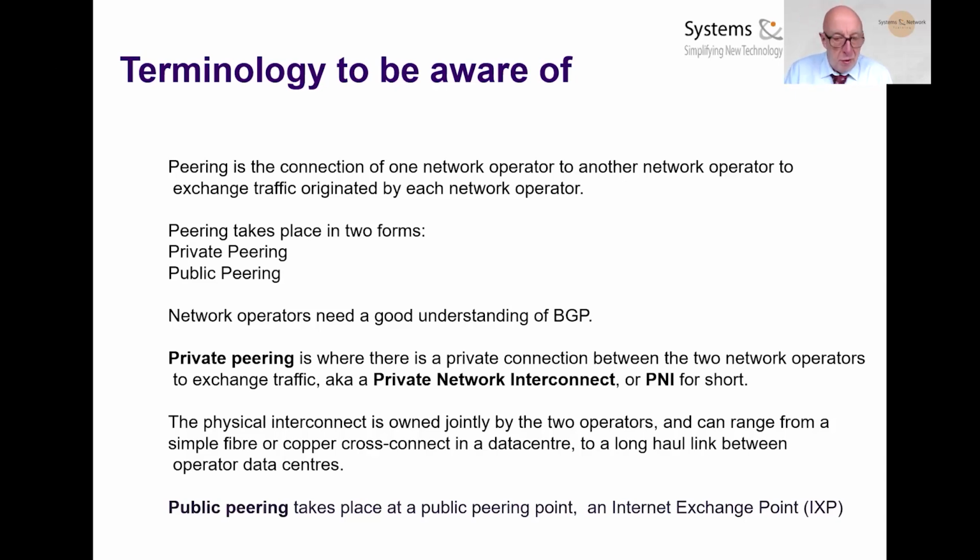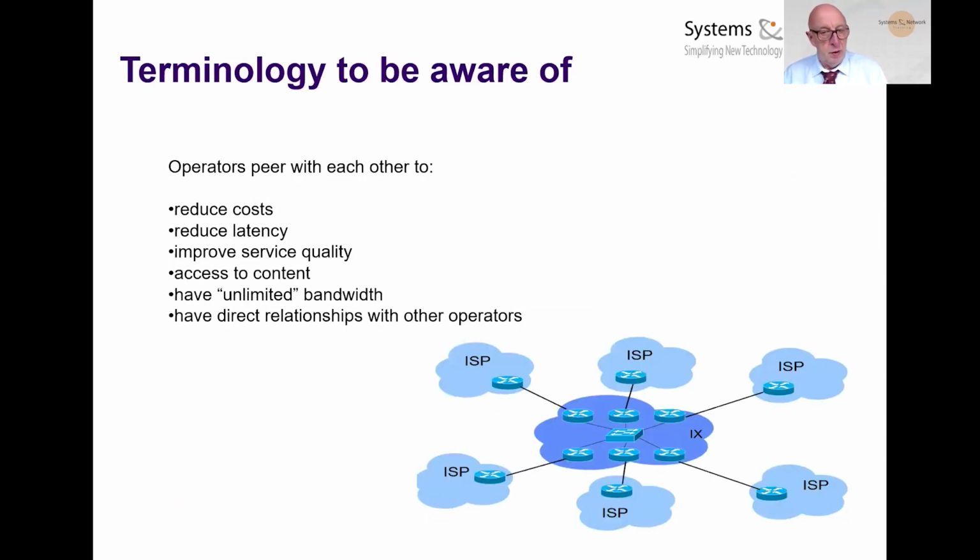Fair enough. Private peering is where there is a private connection between two network operators to exchange traffic. It can be known as a PNI, a private network interconnect. Fine. The physical interconnect itself is owned jointly by the two operators and can differ. Yeah. So it could be fiber or it could be a copper cross connect. Yeah. To a long haul. Absolutely right. That's private peering. Public peering takes place at a public peering point, the IXP. Absolutely. And there you go.